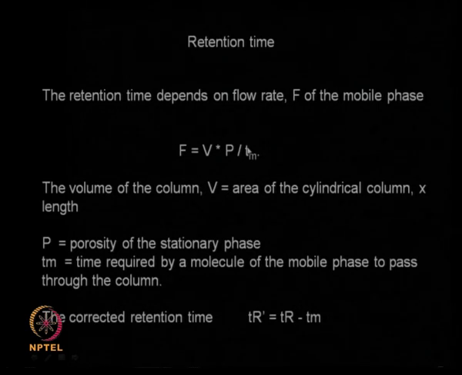Now there is something called the corrected retention time, which is given by Tr dash equal to Tr, that is the retention time we calculate, minus the Tm, that is the time required by a molecule of the mobile phase to pass through the column. That means if there is no interaction between the mobile phase solute and the stationary phase, then it is the time required for the molecule to just go through the column, and as I said the columns are generally very long, maybe even going up to hundreds of feet. So that time needs to be subtracted to get the corrected retention time Tr dash.